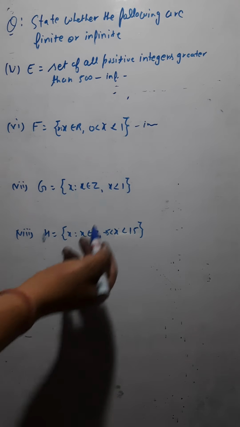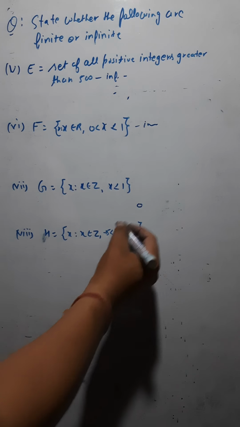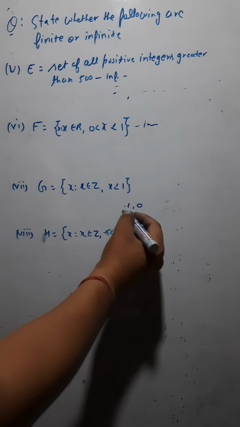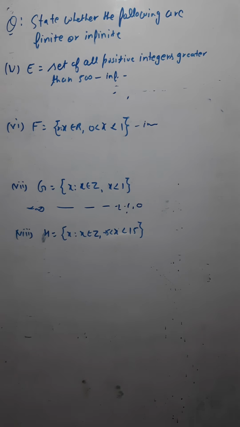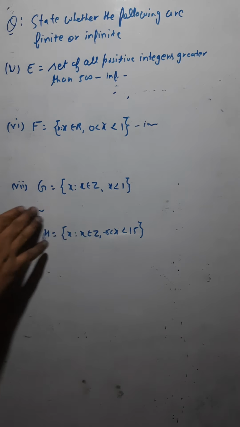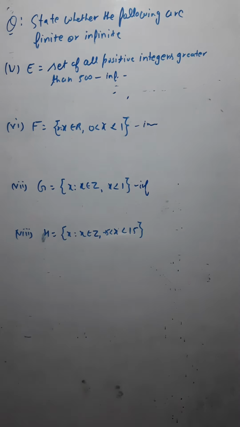Again infinite. If you see the integers less than 1, so less than 1 means you are getting 0, then you are getting -1, then -2, up to minus infinity. You would be moving up to minus infinity. So again it is not going to end. So hence this set, that is the set G, this is also an infinite set, isn't it?